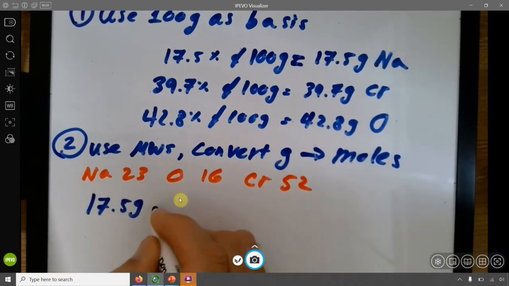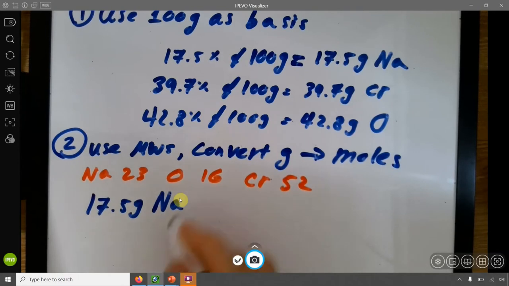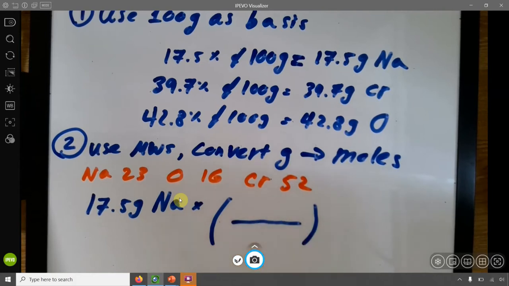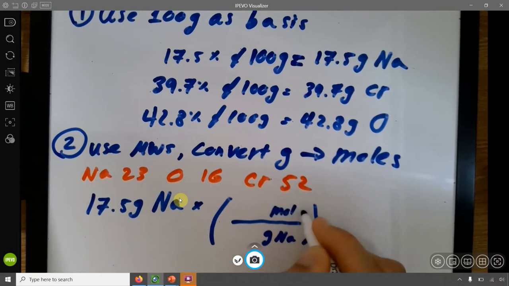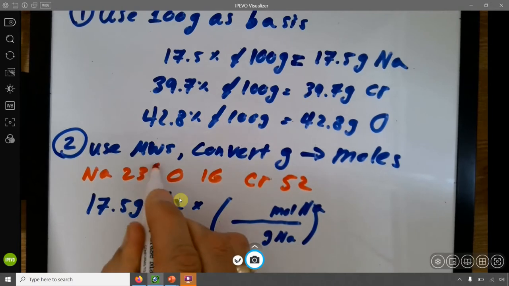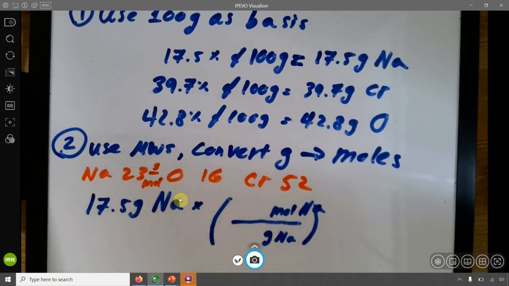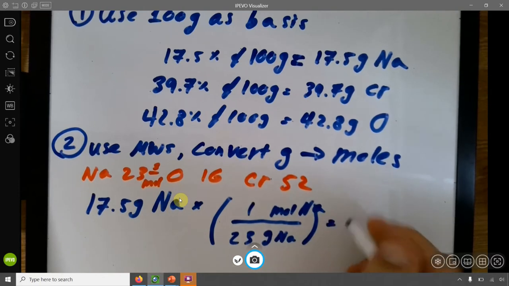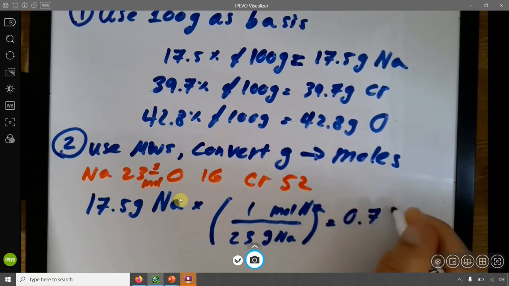17.5 grams of sodium. I want to get rid of grams of sodium and go into moles of sodium. So I'm going to put grams of sodium here and mole of sodium here. And the periodic table, that 23 I see there, has a hidden unit. Always put that in there in your mind: grams per mole. The 23 goes with the grams, so I will put the 23 here, per 1 mole. And that is how I get that this here is going to be 0.761 moles.